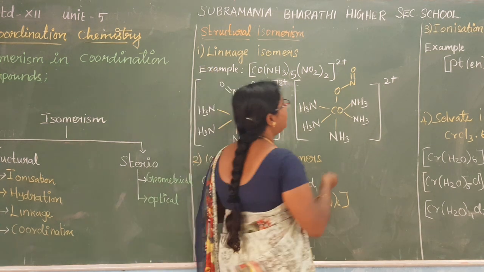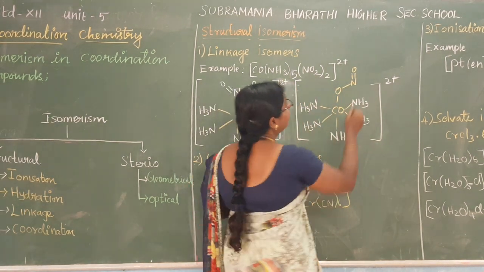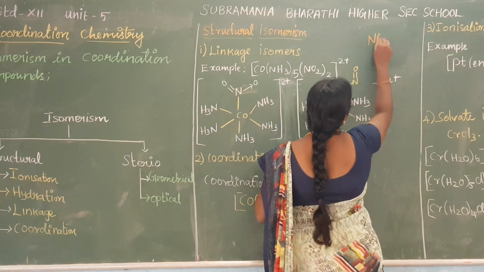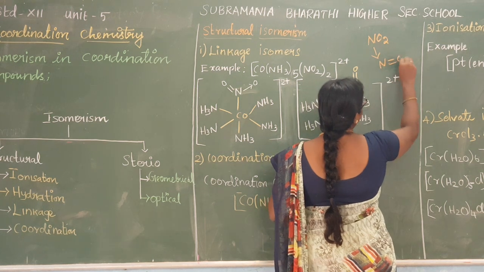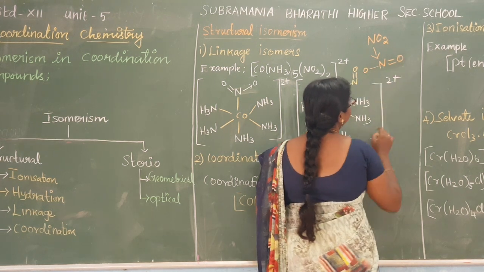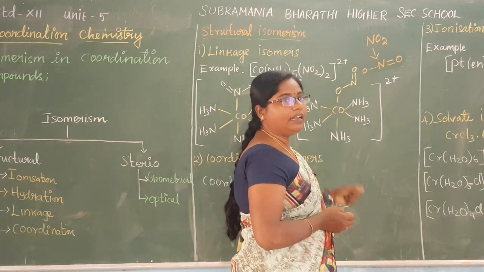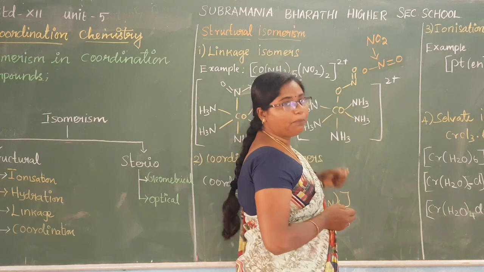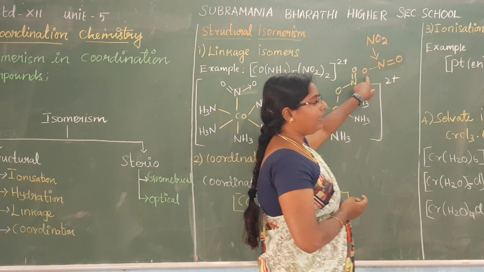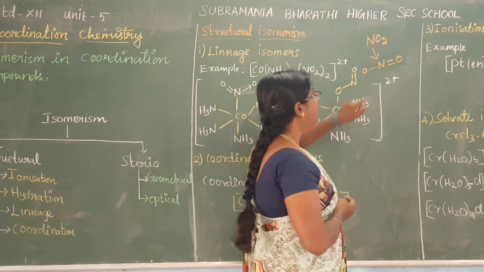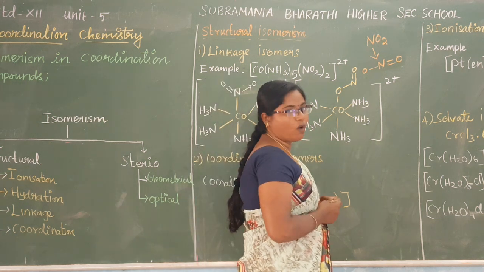An ambidentate ligand, here in this example we have the ligand. I am taking the nitrite group. I can draw the structure like this, N double bond O. In this way I can draw the nitrite group. An ambidentate ligand is such a ligand that has two donor atoms. So in this case nitrogen is one donor atom and oxygen is the other donor atom.